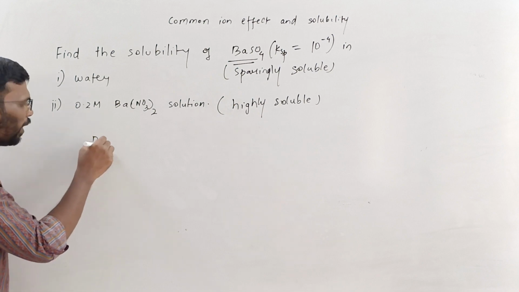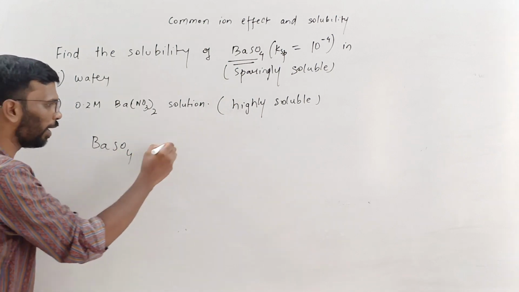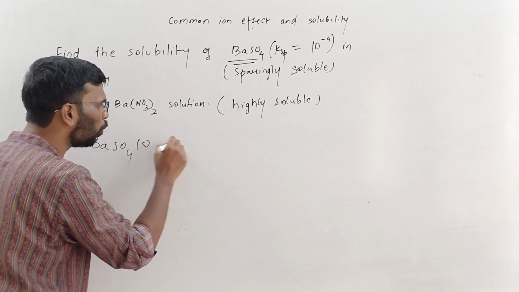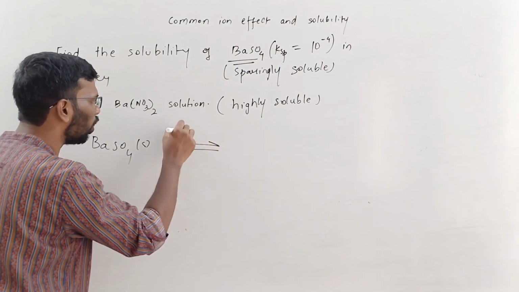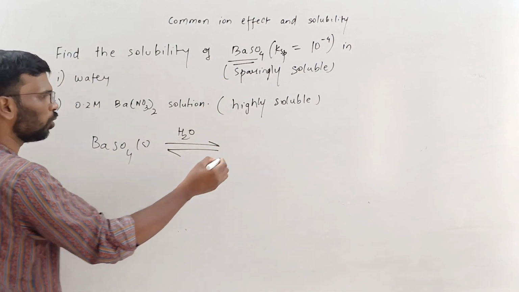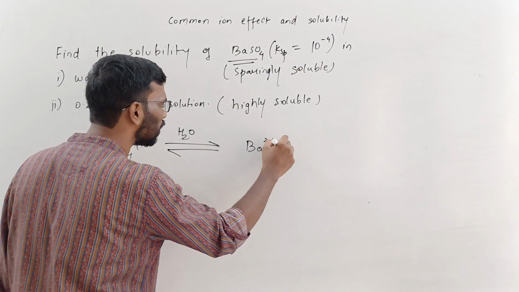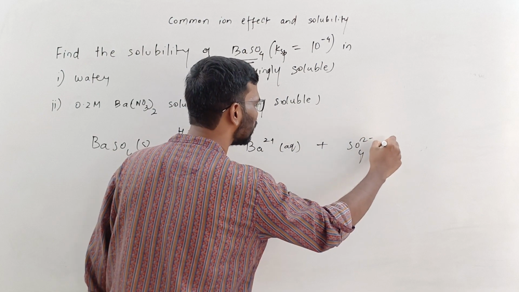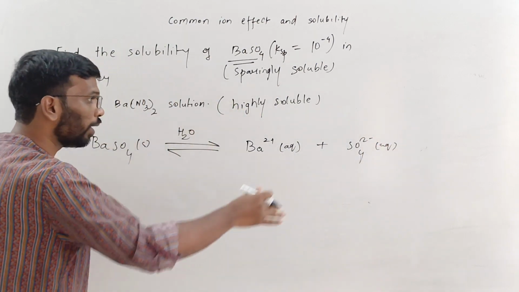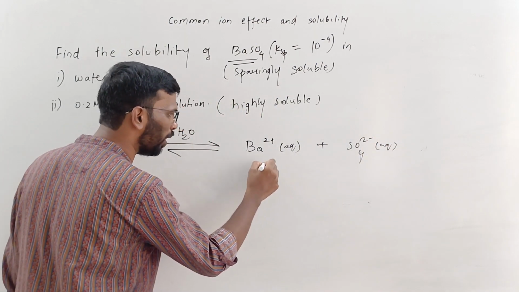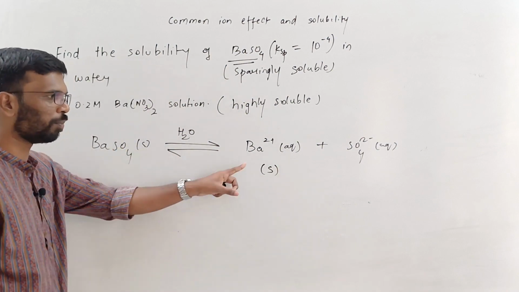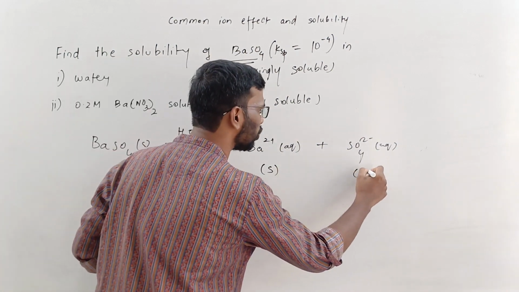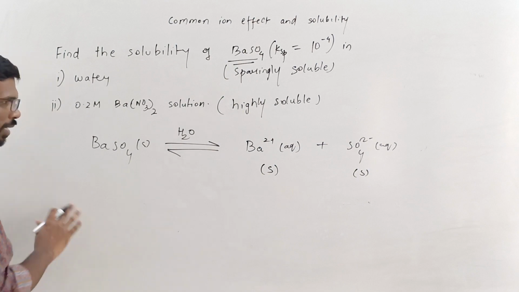So let's find it. This is barium sulfate, solid. You put this into water. I can show the arrow here only. What you will get is Ba2 plus, aqueous, and sulfate, SO4 2 minus, aqueous. Now I will write the concentration of this at equilibrium, which is S, and the concentration of this to be S. That is how we write.